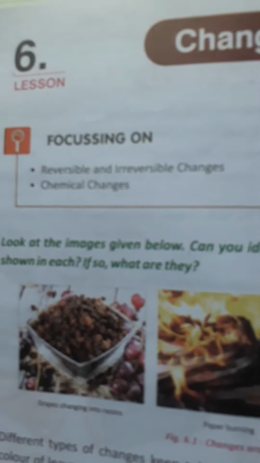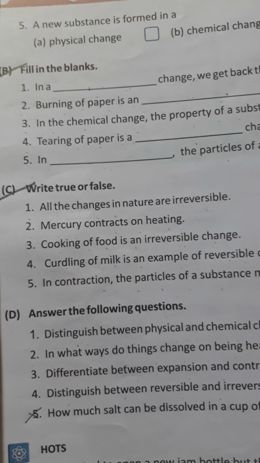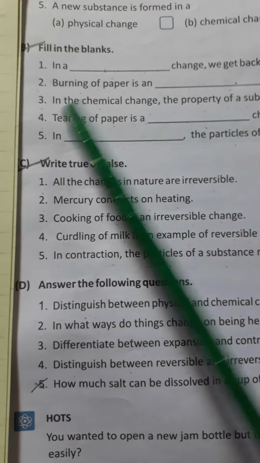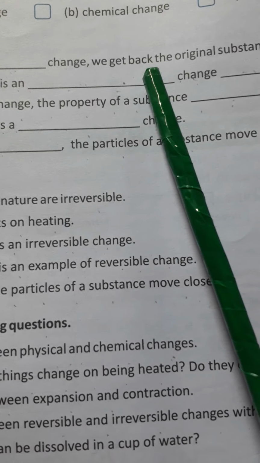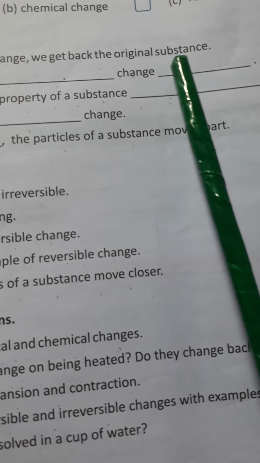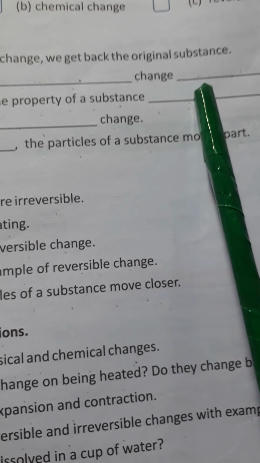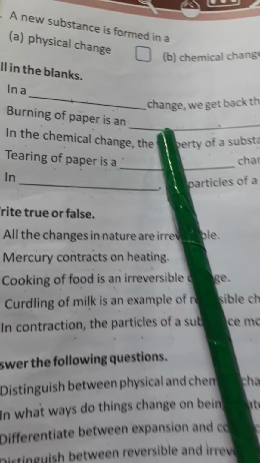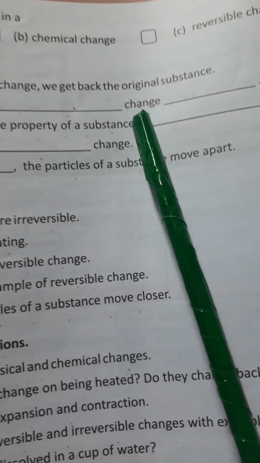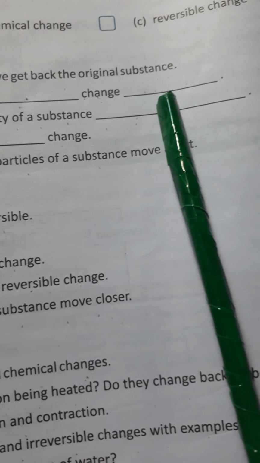Now your lesson number 6, that is Changes Around Us. Turn to page 64. First we will do your fill in the blank. Exercise B number 1. In a dash change, we can get back the original substance. The answer: reversible change. Number 2, burning of paper is an dash change, that is irreversible change, and the original substance cannot be obtained. Number 2 answer: burning of paper is an irreversible change.